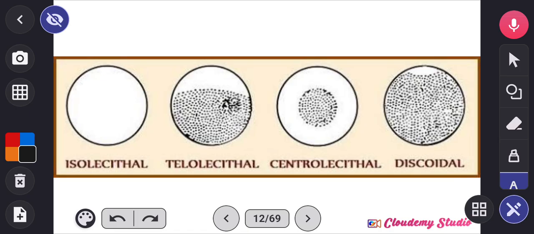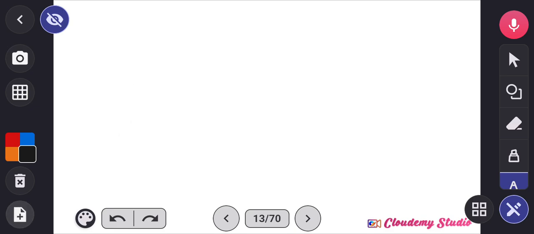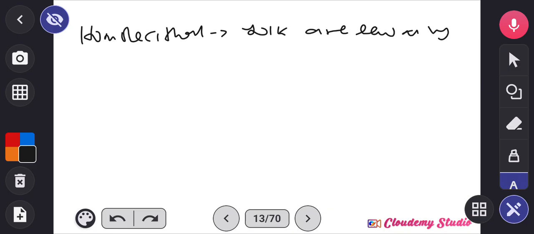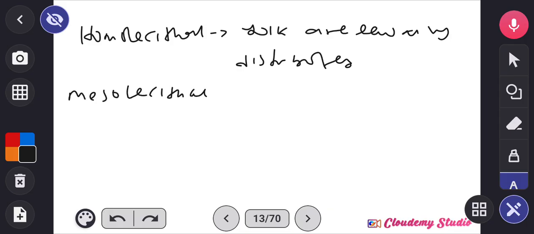We have the isolecithal egg, also known as the homolecithal egg, and these represent eggs in which yolk is equally distributed. So let me just write it here. In this egg, yolk is equally distributed. And we have the mesolecithal egg, and in this one, yolk is moderately distributed, like meso, moderately, like middle.